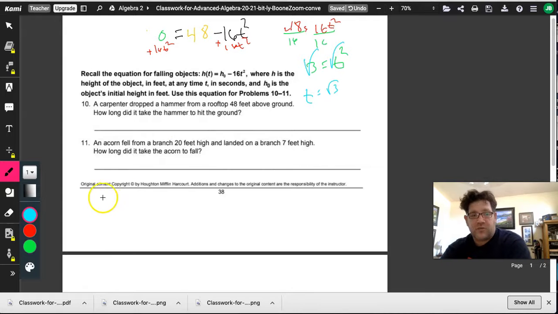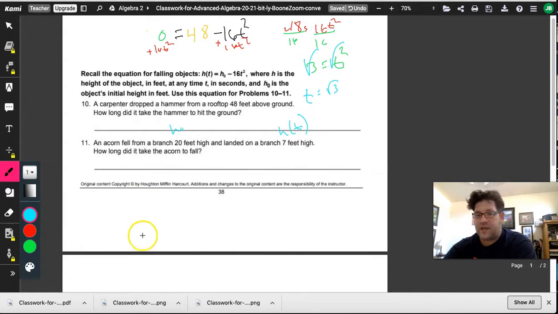Okay, so then if I look at number 11, it's the same deal. I'm not going to solve this one. I'm just going to set it up for you. So an acorn fell from a height of 20 feet high. So that's the initial or starting height. So the h naught is going to be 20. Landed on a branch 7 feet high. So that's the height in question. So the last time it was the ground, which was 0. This time it is the 7. So that's going to be my ht.